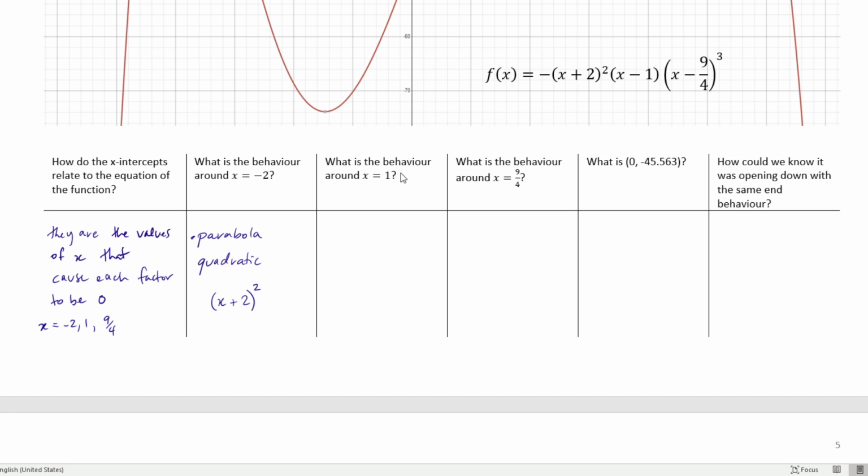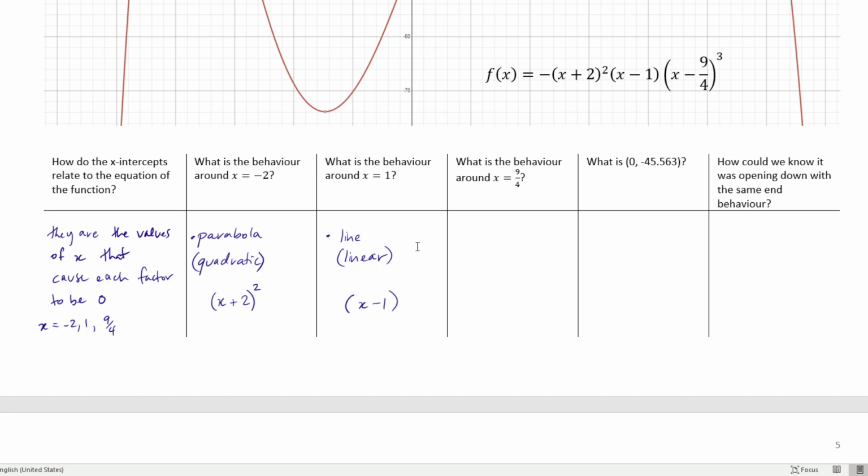Without looking at the graph, let's take a look at this factor around x is equal to 1. Okay, well, the factor there was x minus 1. It was raised to the power of 1. And something raised to the power of 1 is going to be like a line, right? It's going to be linear. X raised to the power of 1, so y is equal to x, that's linear.